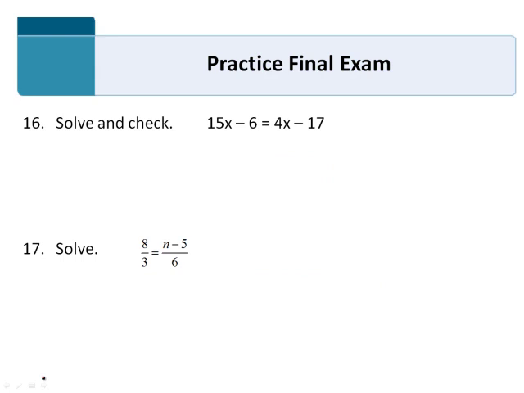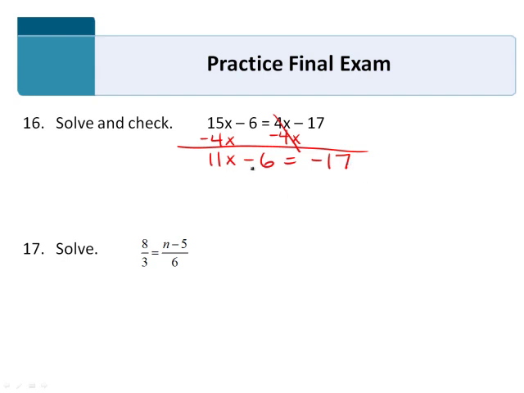Number 16, solve and check. So we have variables on both sides of the equal sign. 15x minus 6 equals 4x minus 17. My first step, I want to get my variables together on the left, so I'm going to subtract 4x from both sides. So 15 minus 4 is 11x minus 6, and then that equals negative 17.